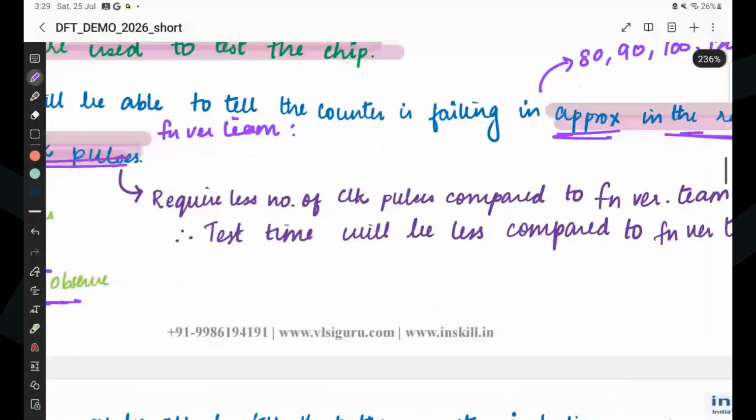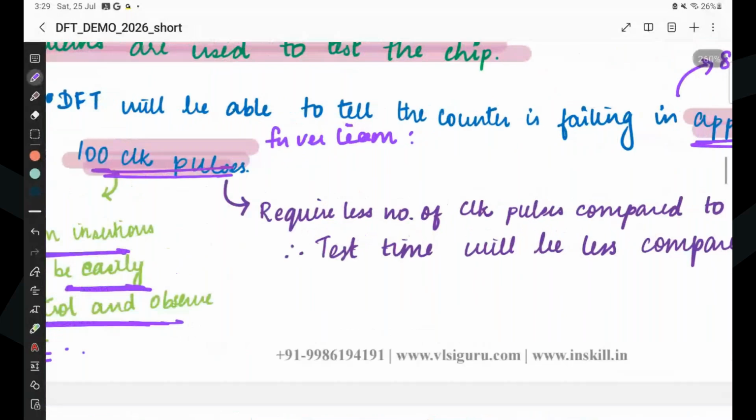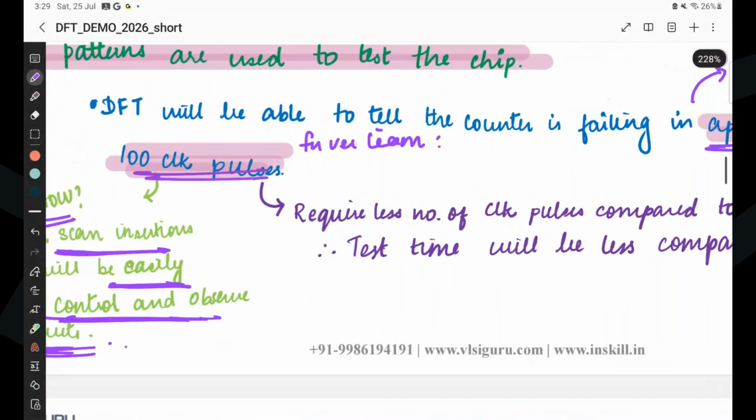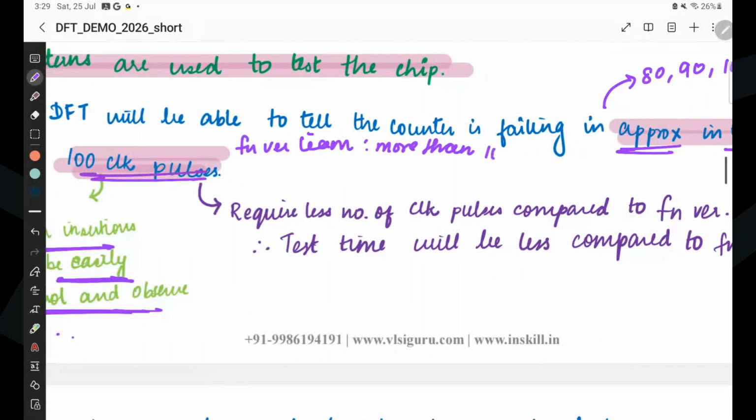So in this case, the functional verification team will require more than 1,000 clock pulses to tell that the counter is failing. More than 1,000 clock pulses.